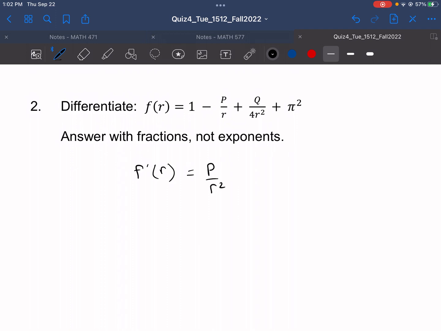And then for this part, we have to be really careful. Q over 4 is our constant, and then that's times r to the negative 2. We don't want to bring the constant up to the numerator though. So then we do the derivative of that, which will give us negative 2q over 4r cubed. We could cancel the 2 with the 4, and then we're given q over 2r cubed. And that was the answer for both quizzes.